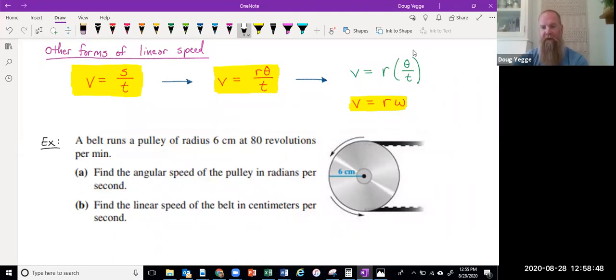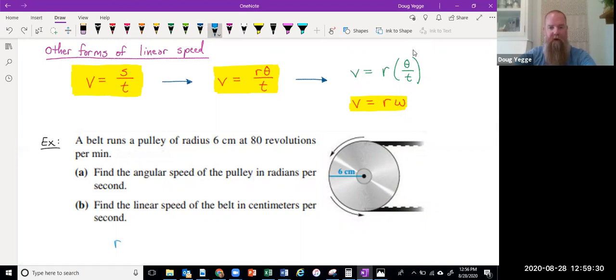On a belt that's being turned to rotate a pulley here. And in this particular situation, it says that a belt runs a pulley where the radius is 6 centimeters at 80 revolutions per minute. So we should think about what that actually means. It means that from some starting point, when I start my stopwatch, it's going to make a full rotation and then 80 more of those rotations in 1 minute. So notice that this doesn't represent any sort of speed at this point, but let's just go ahead and write out the things that we are given.